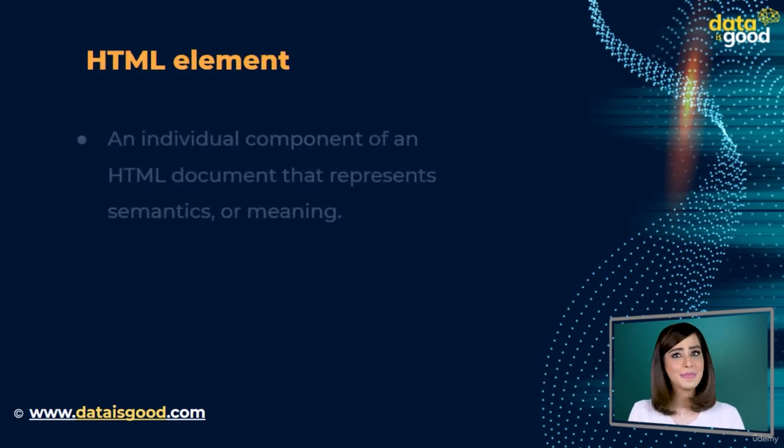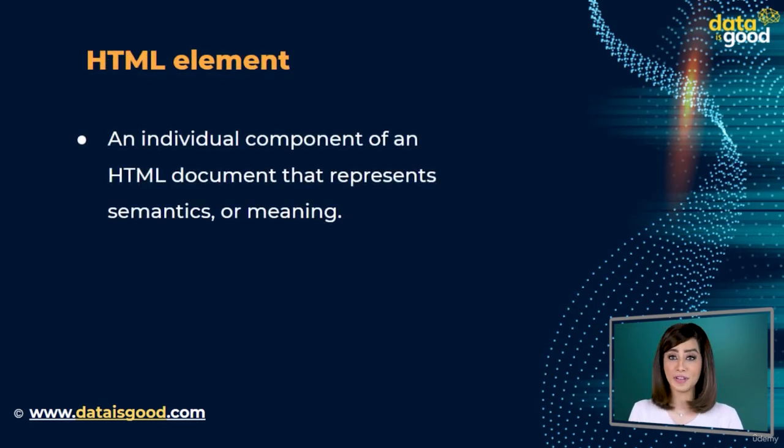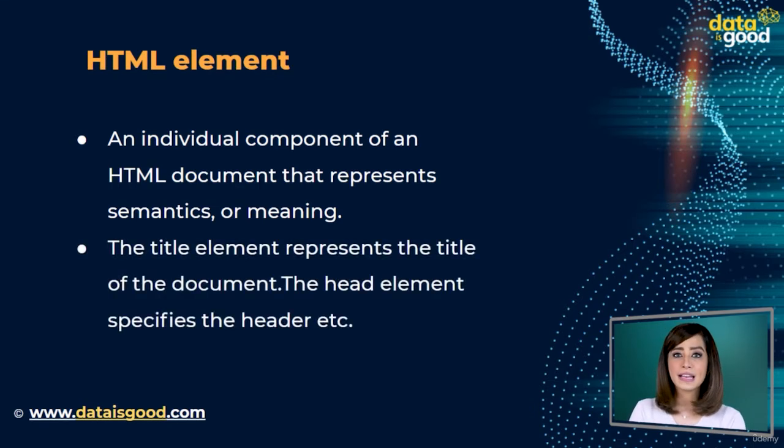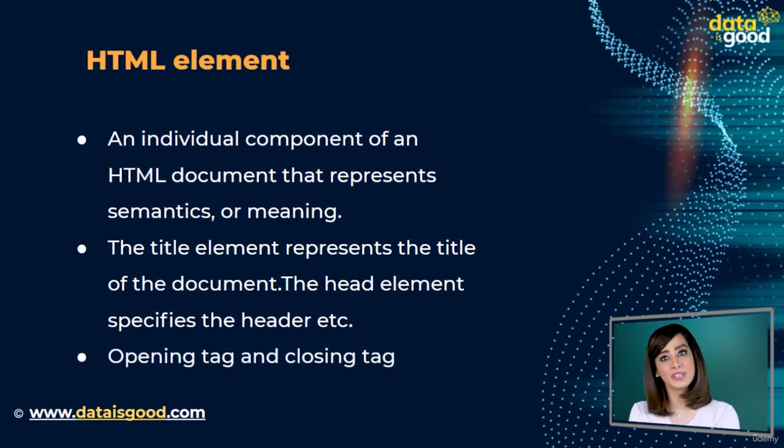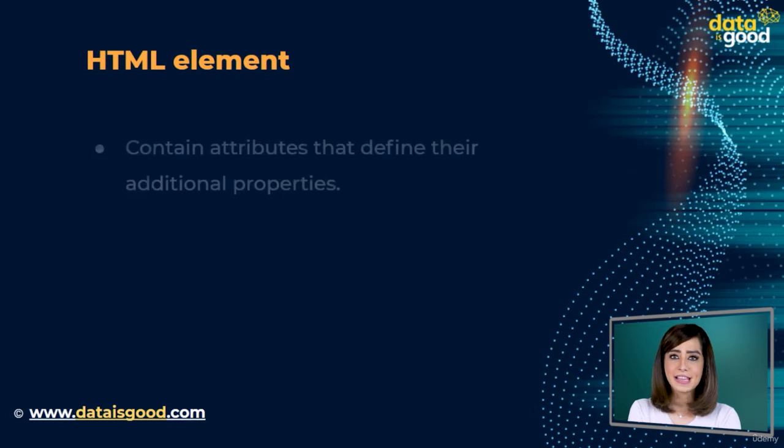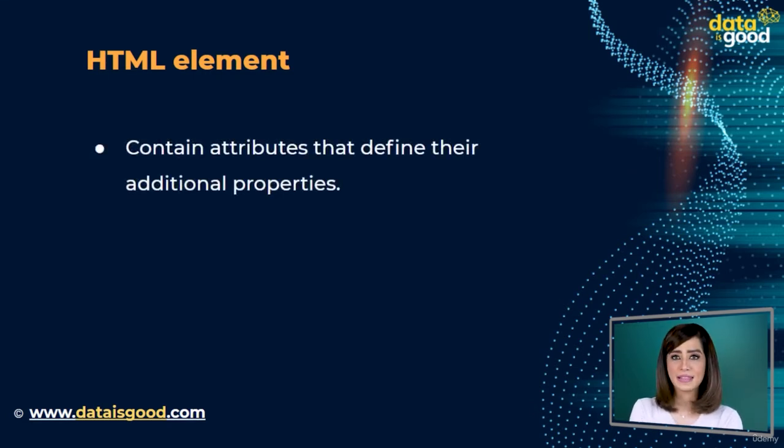An HTML element is an individual component of an HTML document that represents semantics or meaning. For example, the title element represents the title of the document. The head element specifies the header, etc. Most of the HTML elements are written with an opening tag and closing tag, with content in between. Elements can also contain attributes that define their additional properties.